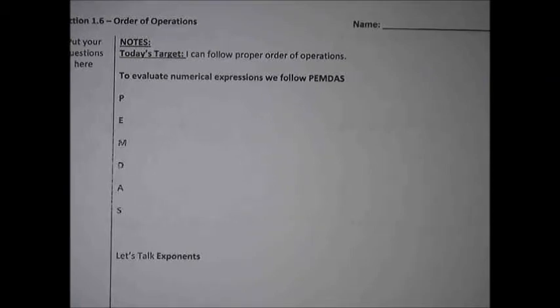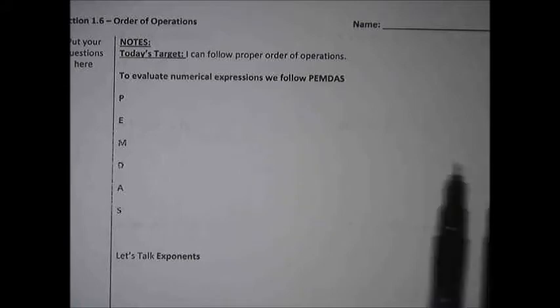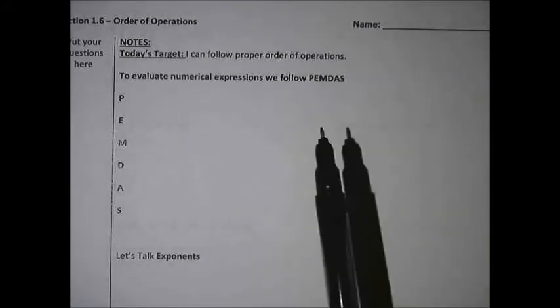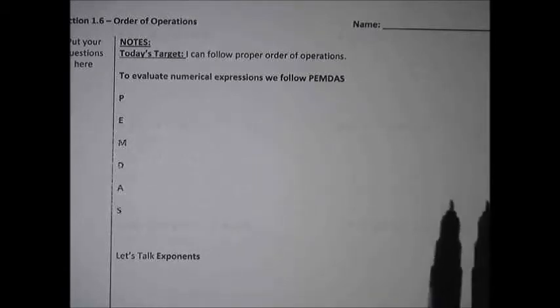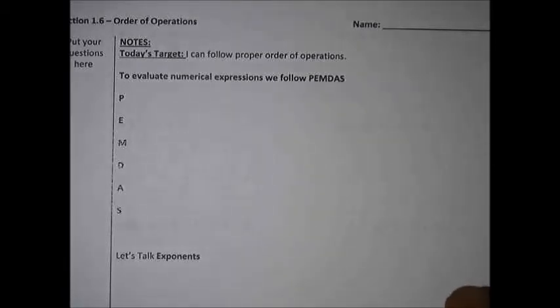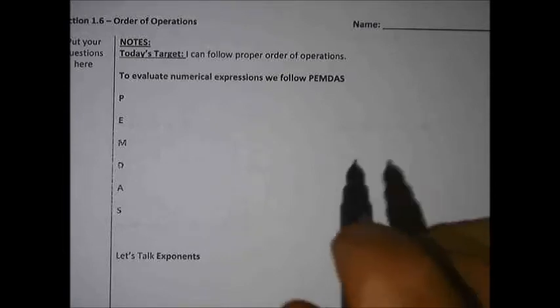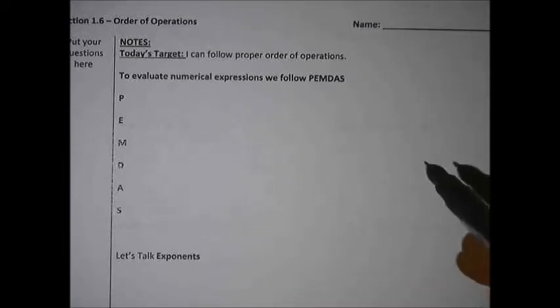All right, so let's look at this. We're in Section 1.6, Order of Operations. The target: I can follow a proper order of operations. Seems pretty easy to me. Let's check it out. To evaluate numerical expressions, or even algebraic expressions, it doesn't really matter. We'll look at differences in those later on.